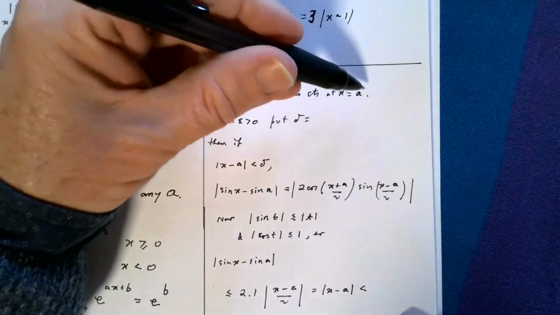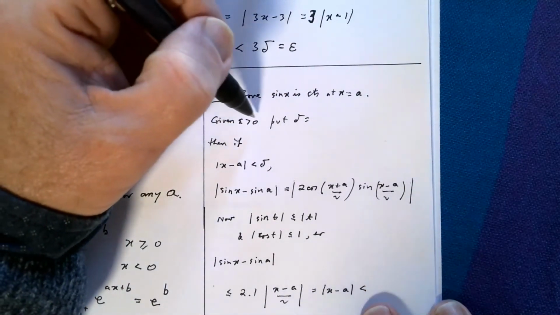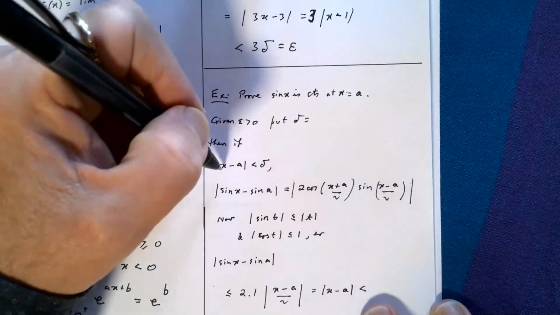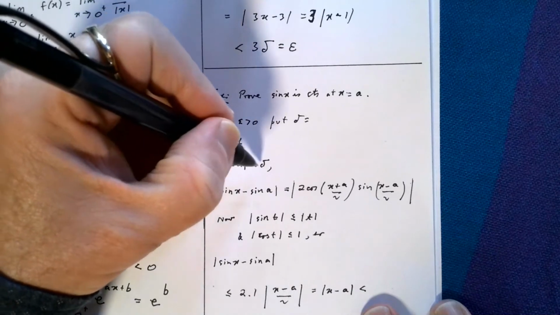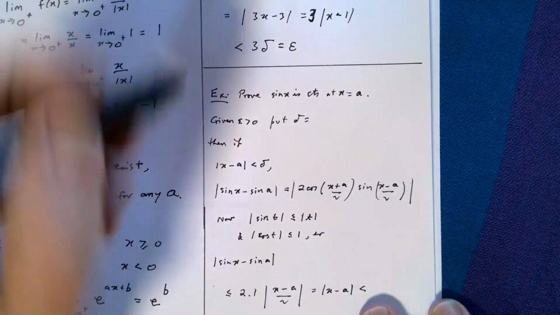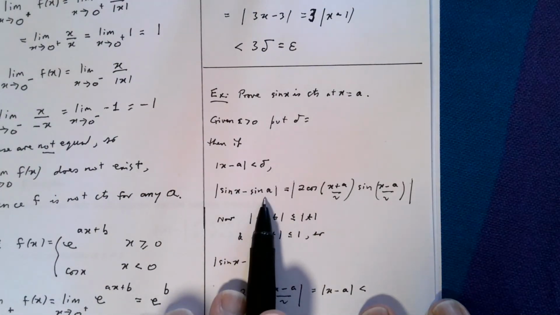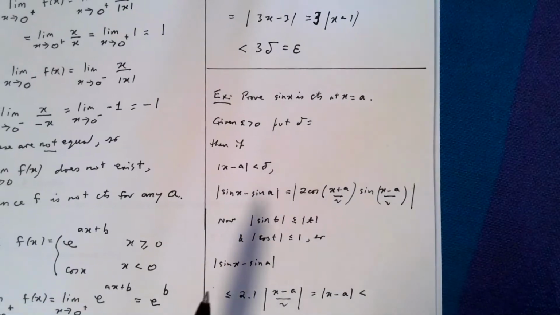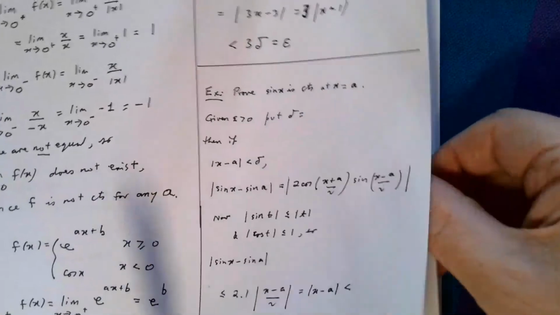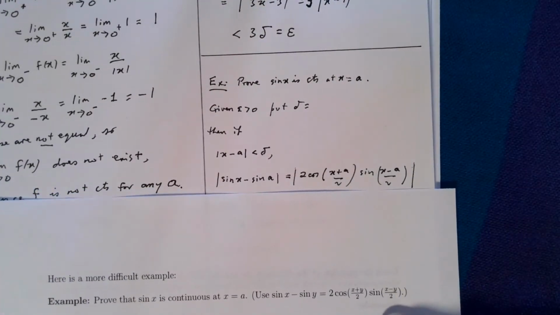So here it is, I'm going to prove that. We give the usual mantra: given epsilon bigger than naught, put delta equal to, I don't know yet. Then if x and a are within delta of each other, that is if the absolute value of x minus a is less than delta, then I need to look at the difference between sine of x and sine of a. Now that's where I'm going to use that formula that I mentioned there. Let me just put it here again so you can see how I'm using it.